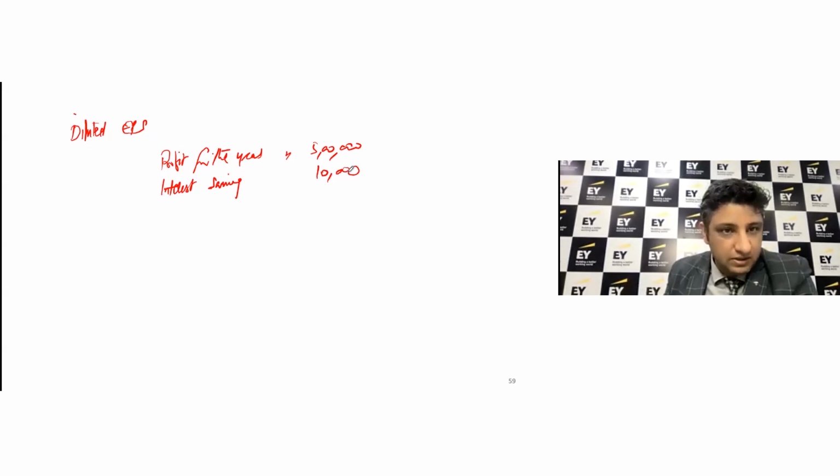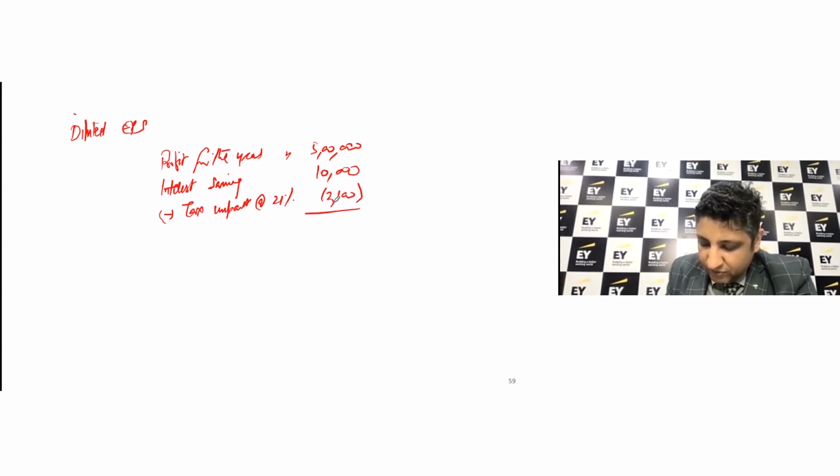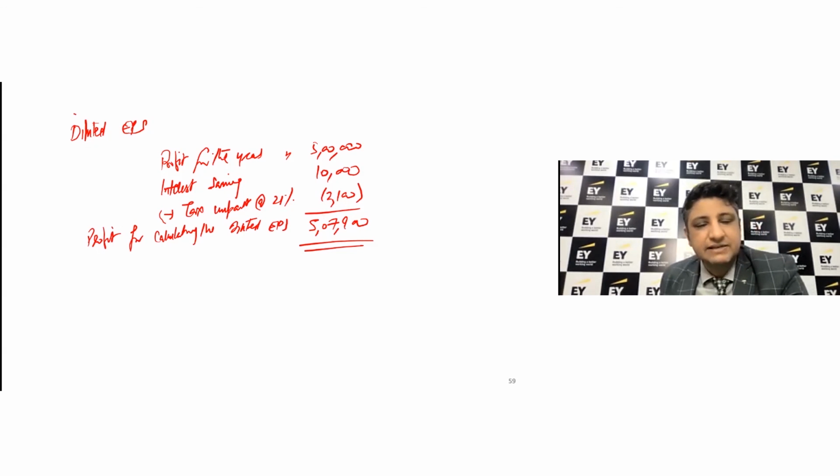That will increase your original profit, but there would be, of course, tax impact at 21%, which means that you're going to pay extra tax because of the interest saving, which means that your revised profit, right, which is the profit for calculating the diluted EPS is 5,07,900.